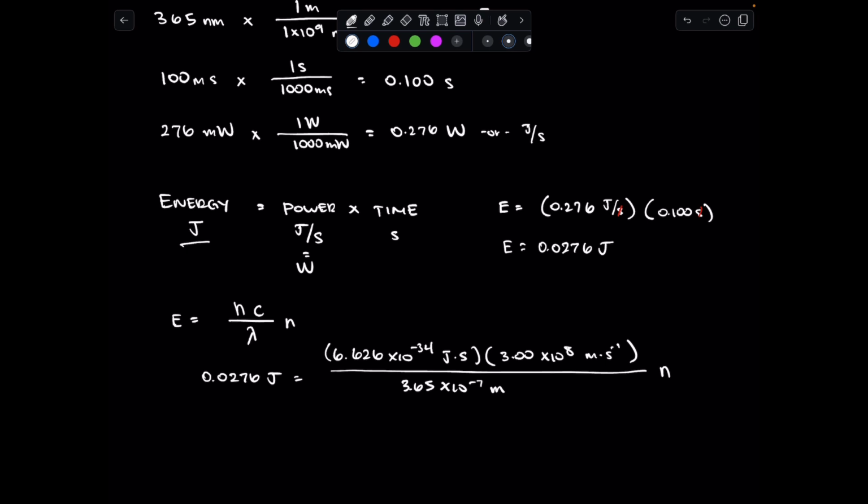So if we move things around and solve for n, if we look at our units, we're going to have our seconds and per seconds. Those are going to cancel each other out. We have our meters on top and our meters on bottom, so those are going to cancel out. And then we're going to have our joules here and our joules here. In the end, they will cancel each other out, leaving us with no units, which is good since we're looking for a number of photons. So our n, number of photons, is going to be equal to 5.07 times 10 to the 16 photons.